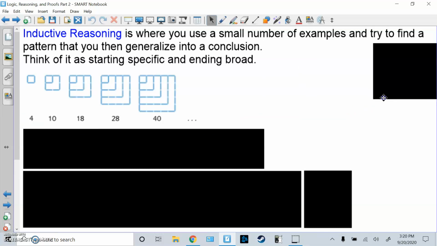Here's an example. We see all these squares. How many little lines do you see? So here's 4 little lines, here's 8 plus 2 more is 10 little lines, and 18 little lines, 28, and then 40 lines. It keeps going.